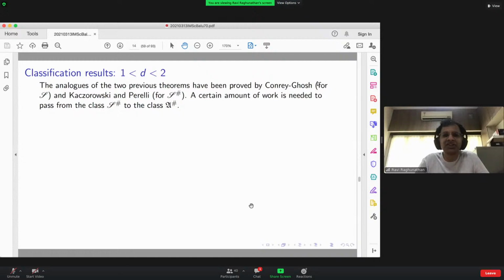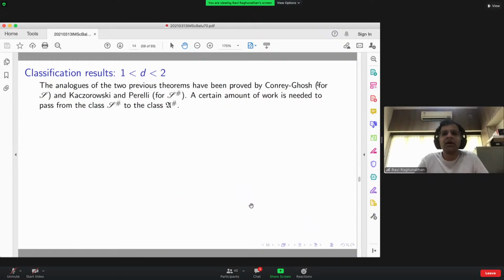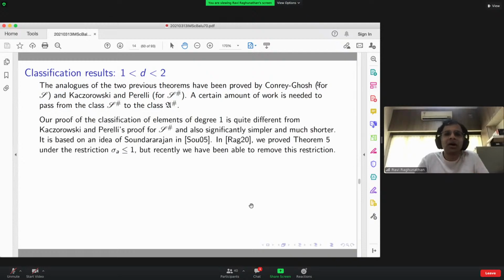Okay. So again, this theorem has been proved for S and S sharp by Kaczorowski and Perelli, right? Analogs of this theorem. But a certain amount of work again is needed to pass from the extended Selberg class to A sharp. It's not completely trivial, but in any event, what I was able to do was to give a slightly different proof based on an idea of Soundararajan. I mean, Soundararajan himself gave a different proof of the theorem with a few more restrictions. But initially, I was able to prove it only under the assumption sigma_a less than or equal to 1. But recently, I've been able to remove this restriction.